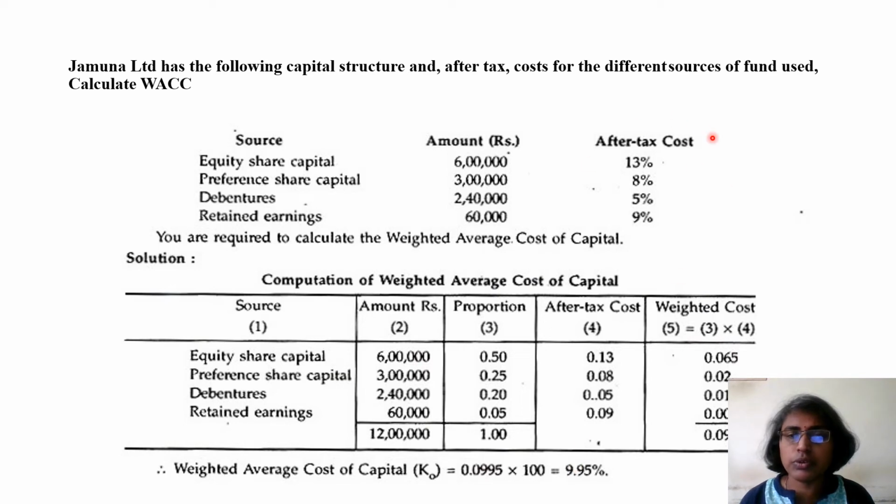So this is the individual cost of capital for equity. Cost of equity is 13. Cost of preference share is 8. Cost of debt is 5%, and cost of retained earnings is 9%. Whereas together overall cost of capital or weighted average cost of capital for this company comes around 9.95%.